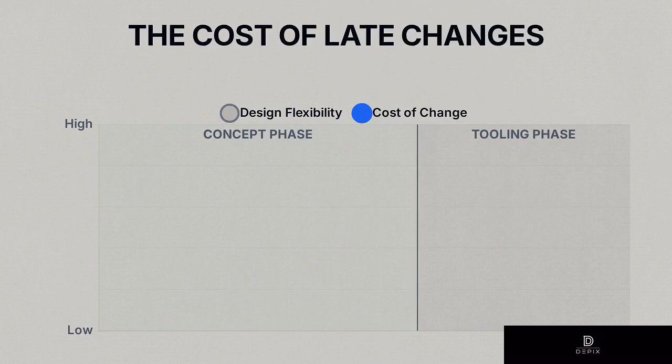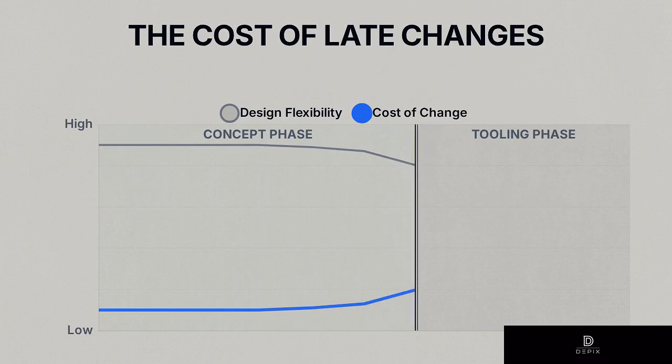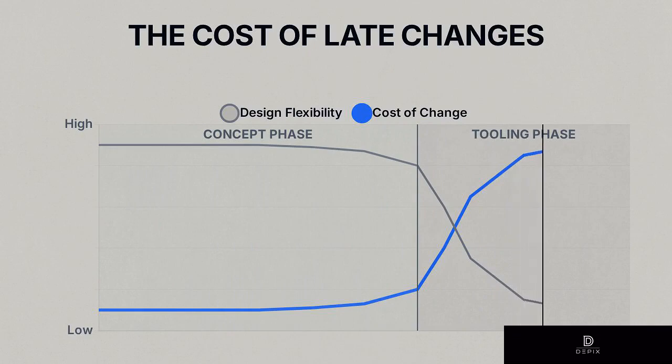This diagram shows the relationship between two variables as a product moves from concept to tooling: design flexibility and the financial cost of making a change. In the early concept phase, flexibility is at its peak. Altering a silhouette or testing a different material at this stage carries zero financial friction. As the project moves towards tooling, the variables flip. The ability to make changes disappears, and the cost of any modification spikes upward.